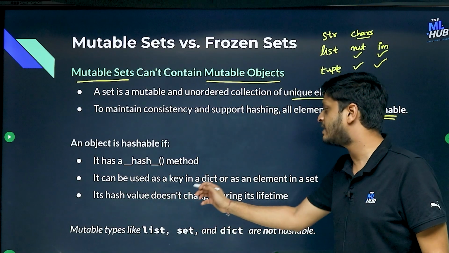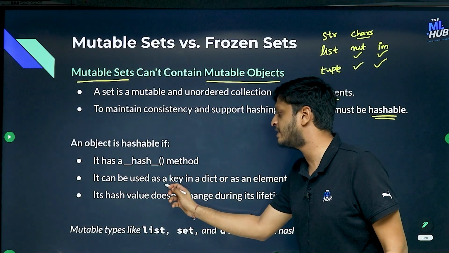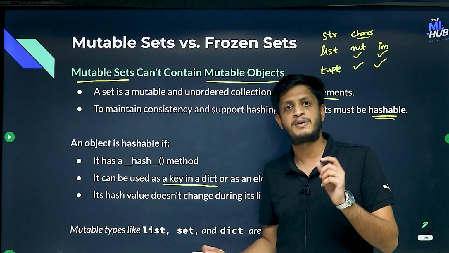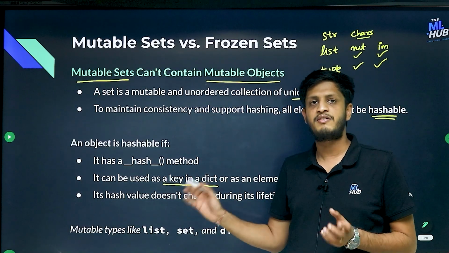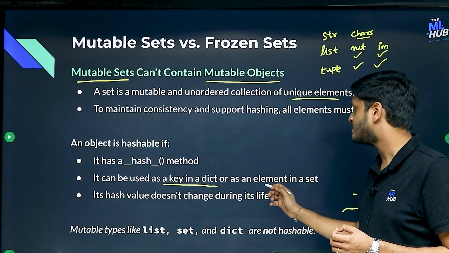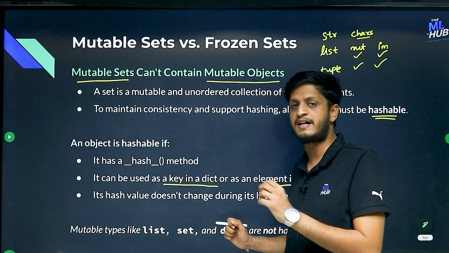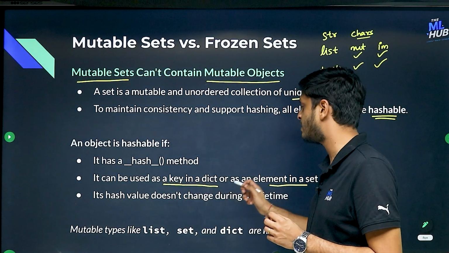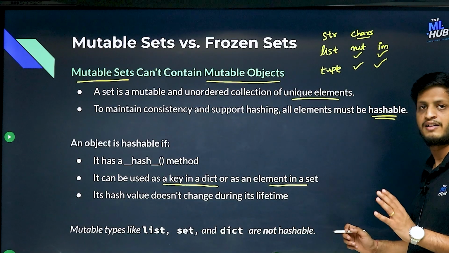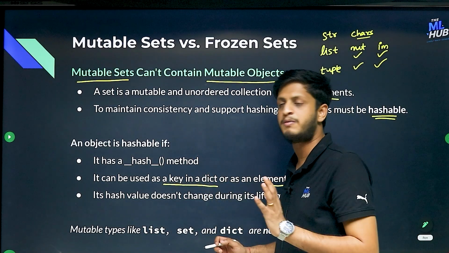It can be used as a key in a dictionary. This concept we will see in the next lecture. A key in a dictionary must be hashable. So when we discuss dictionaries, we will see that. Or as an element in a set. So an object is hashable if it can be used as a key in a dictionary or as an element inside a set. So inside a set, only hashable objects can be present.